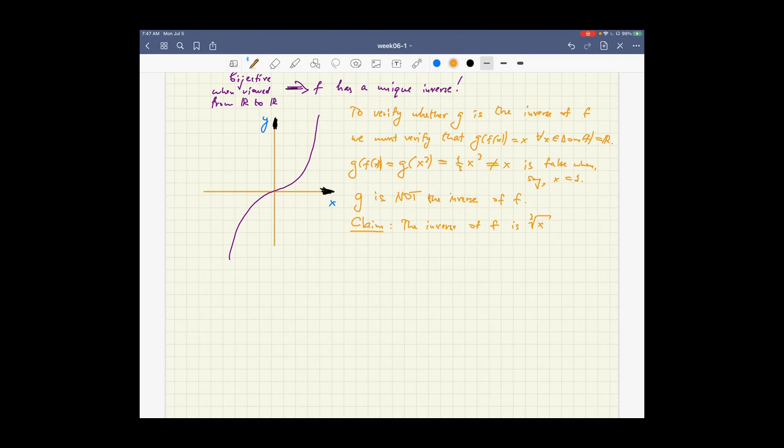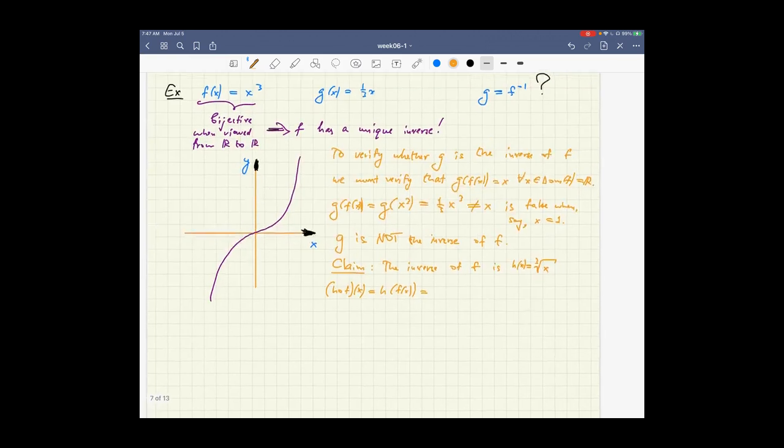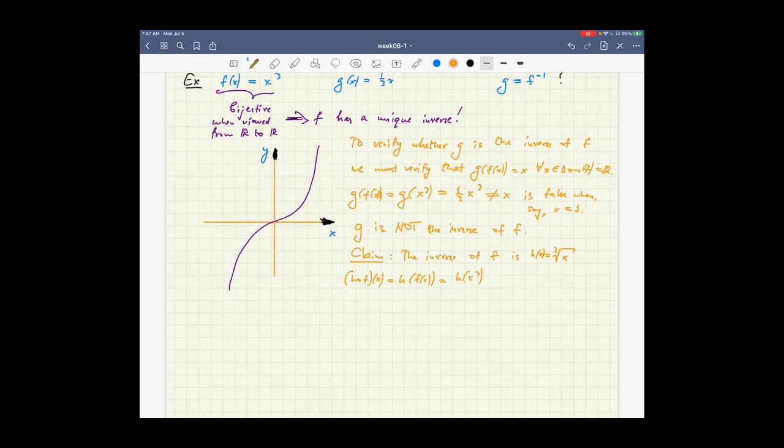And that's really easy to check. Let's call cubic root of x some h. I claim that h is the inverse of f. Well, h composed with f: f is x cubed, and we get cubic root of x cubed. Well, cubic root of x cubed equals x for any x, positive, negative, or 0. And that shows that h is indeed the unique inverse of the function f.